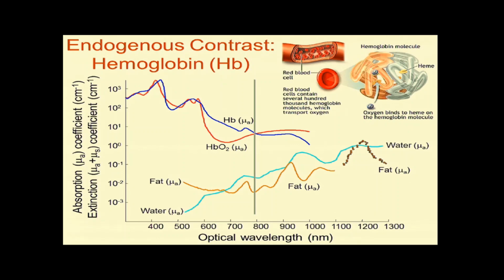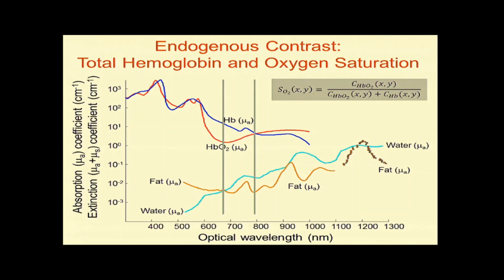If I'm interested more in metabolic processes associated with tumor growth and response to therapy, I might introduce another wavelength, somewhere where oxygenated and deoxygenated hemoglobin are no longer the same in terms of absorption, so that I can measure two quantities and reconstruct what's called oxygen saturation, together with the total hemoglobin. Because now I have two measurements and two unknowns, I should be able to solve it.